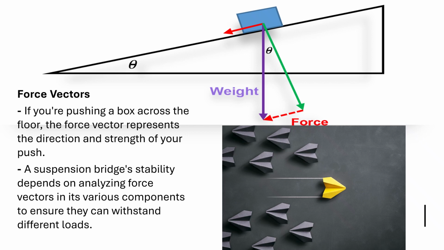Force vectors: vectors representing physical interactions such as pushing or pulling. They define a force in terms of its strength and direction, its magnitude and direction, and are used in mechanics and engineering. The role of force vectors is in understanding object motion and structural stability. For example, a suspension bridge's stability depends on analyzing force vectors in its various components to ensure they can withstand different loads.